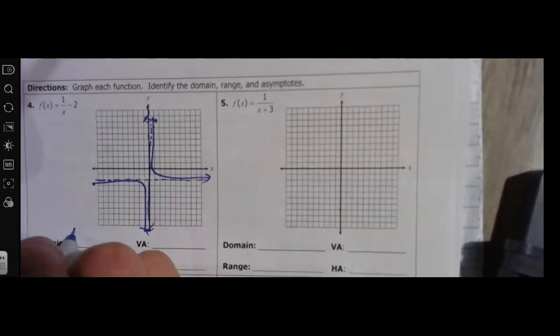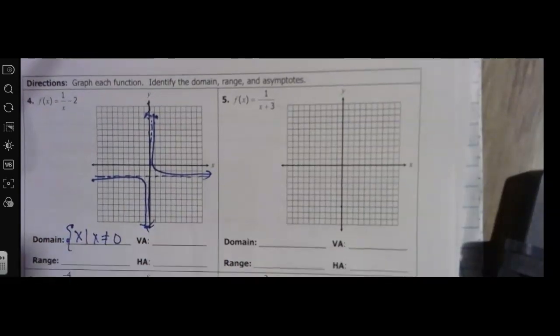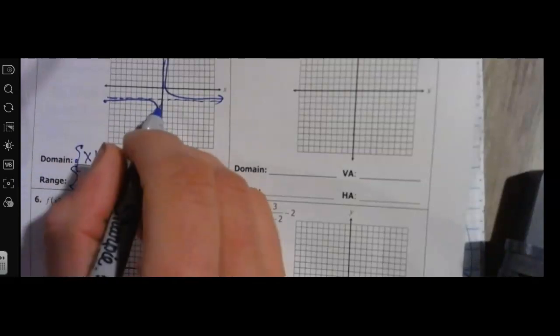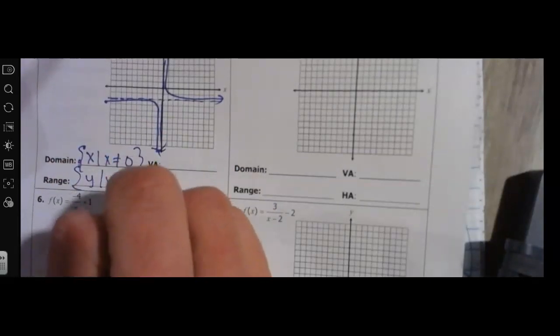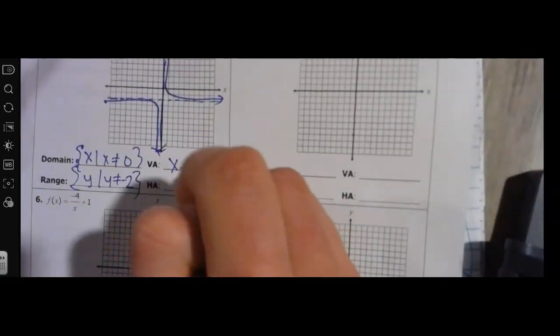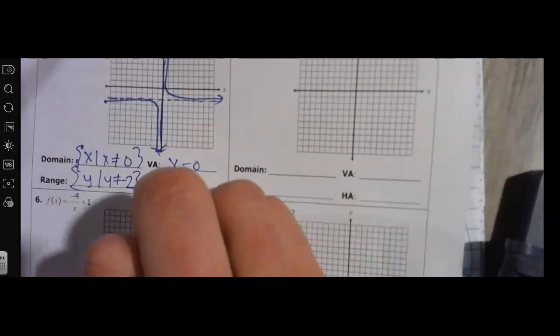So what's the domain? Well, the domain is all x such that x does not equal 0. Again, x does not equal 0. And for range, well, range can be anything except y cannot equal negative 2. So any y such that y doesn't equal negative 2. The vertical asymptote here is going to be x is equal to 0, and the horizontal asymptote is going to be y equals negative 2.